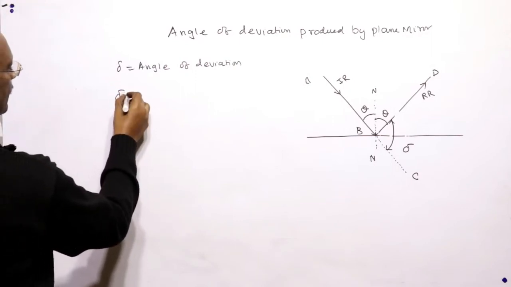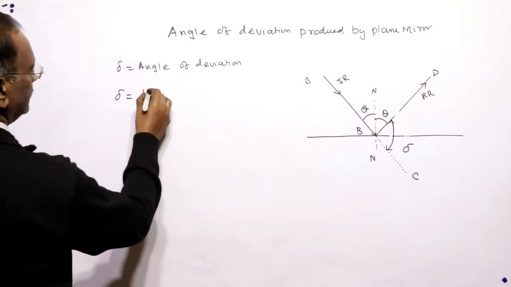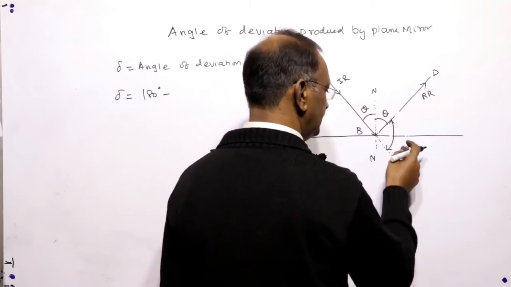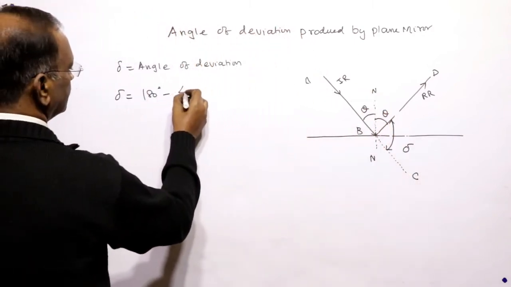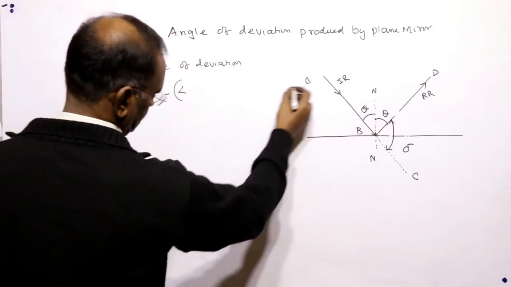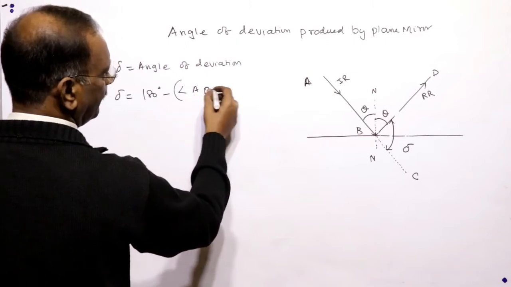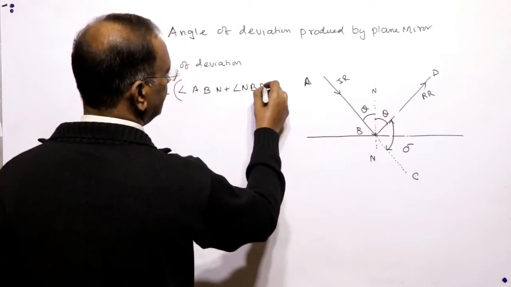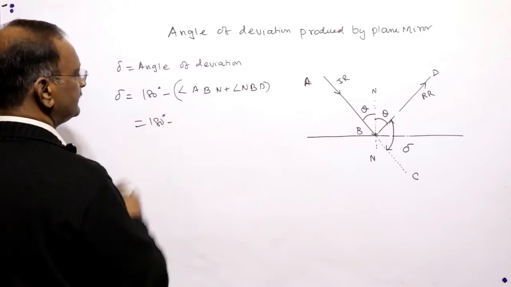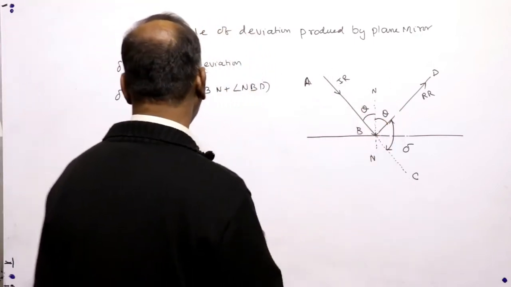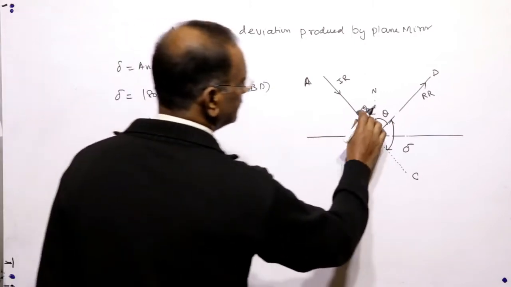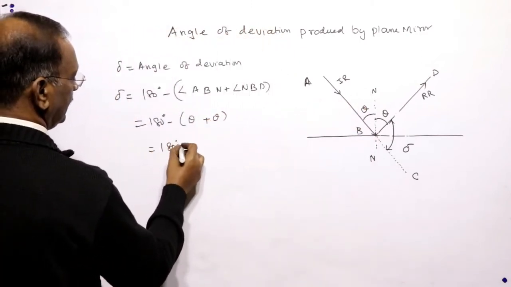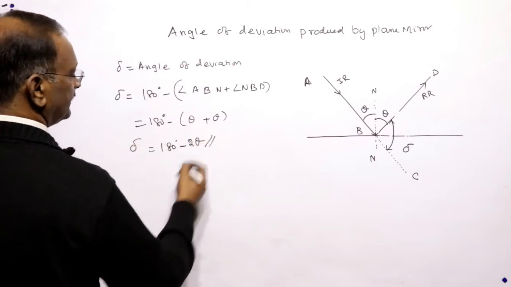So the angle of deviation is equal to 180 degrees minus the angle ABN plus the angle NBD. That is 180 minus theta plus theta. So it is equal to 180 degrees minus 2 theta. This is the angle of deviation.